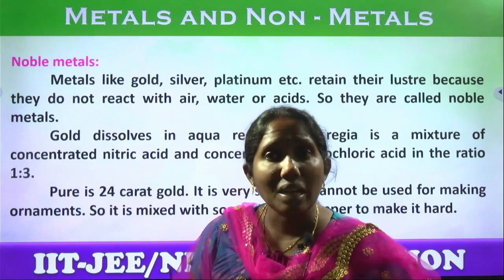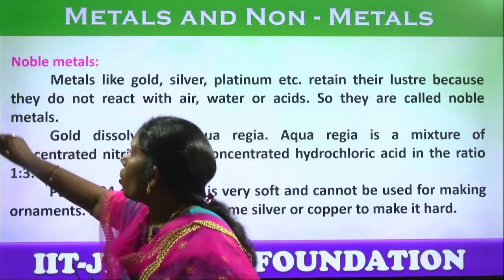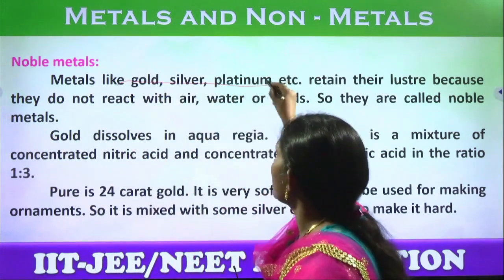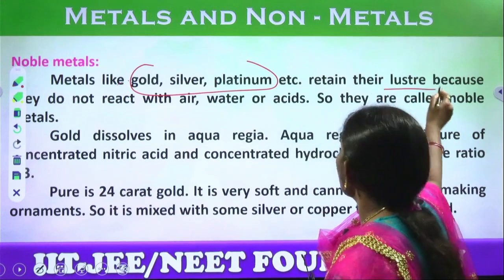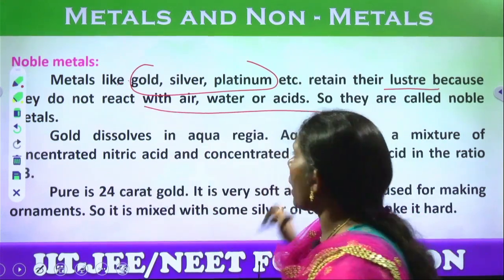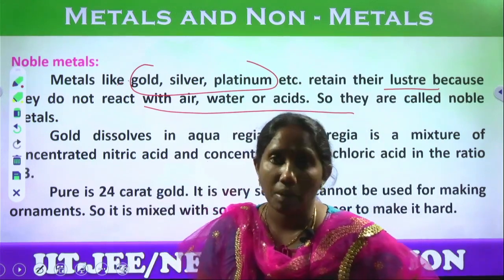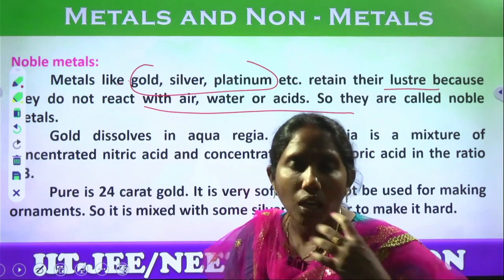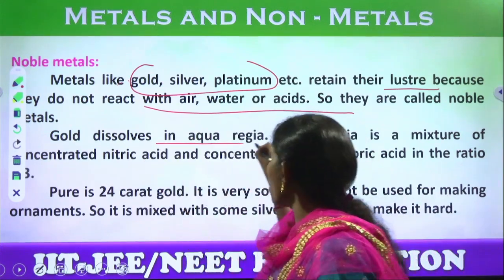So such types of metals are called noble metals. Noble metals like gold, silver, platinum retain their luster because they do not react with air, water, or acids. That's why they are called noble. Noble means ideal metals. They will not react with anyone. That is called noble metals. Gold dissolves in aqua regia.